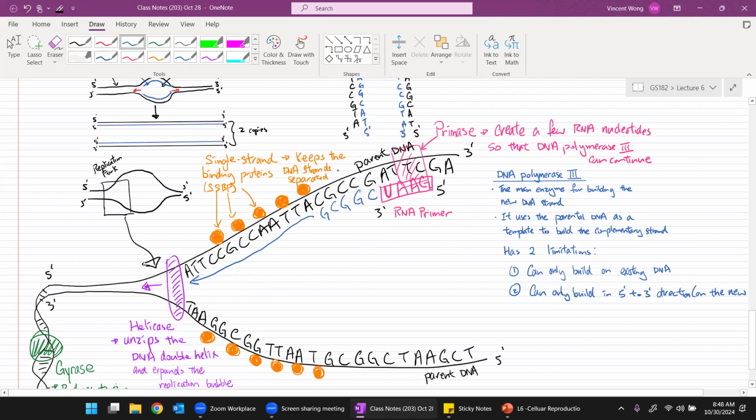Okay. So we're going to have an enzyme that does that. It's getting crowded. Okay. But this would be DNA polymerase 3. Do you understand?